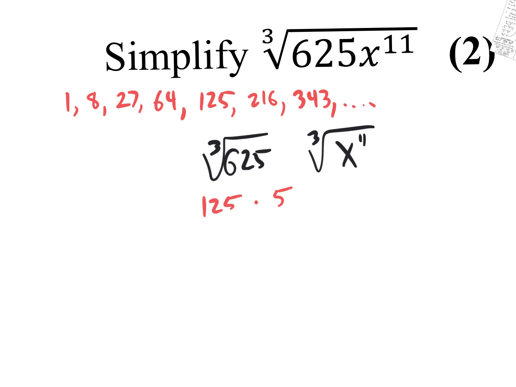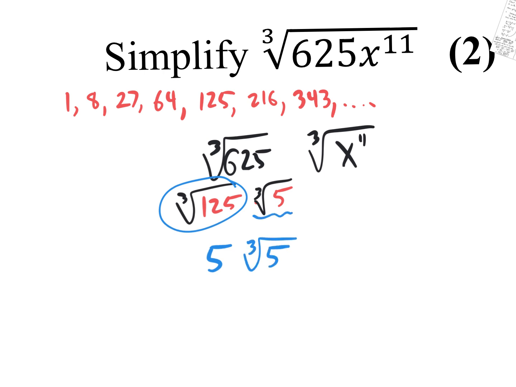So we're going to rewrite it with multiplication. That way we could split the third root. And now you could actually do the third root of 125. That's 5. And what about the third root of 5? That just comes down. You can't really do it. So far, this gave us this part of our final answer. Now let's do this guy over here.